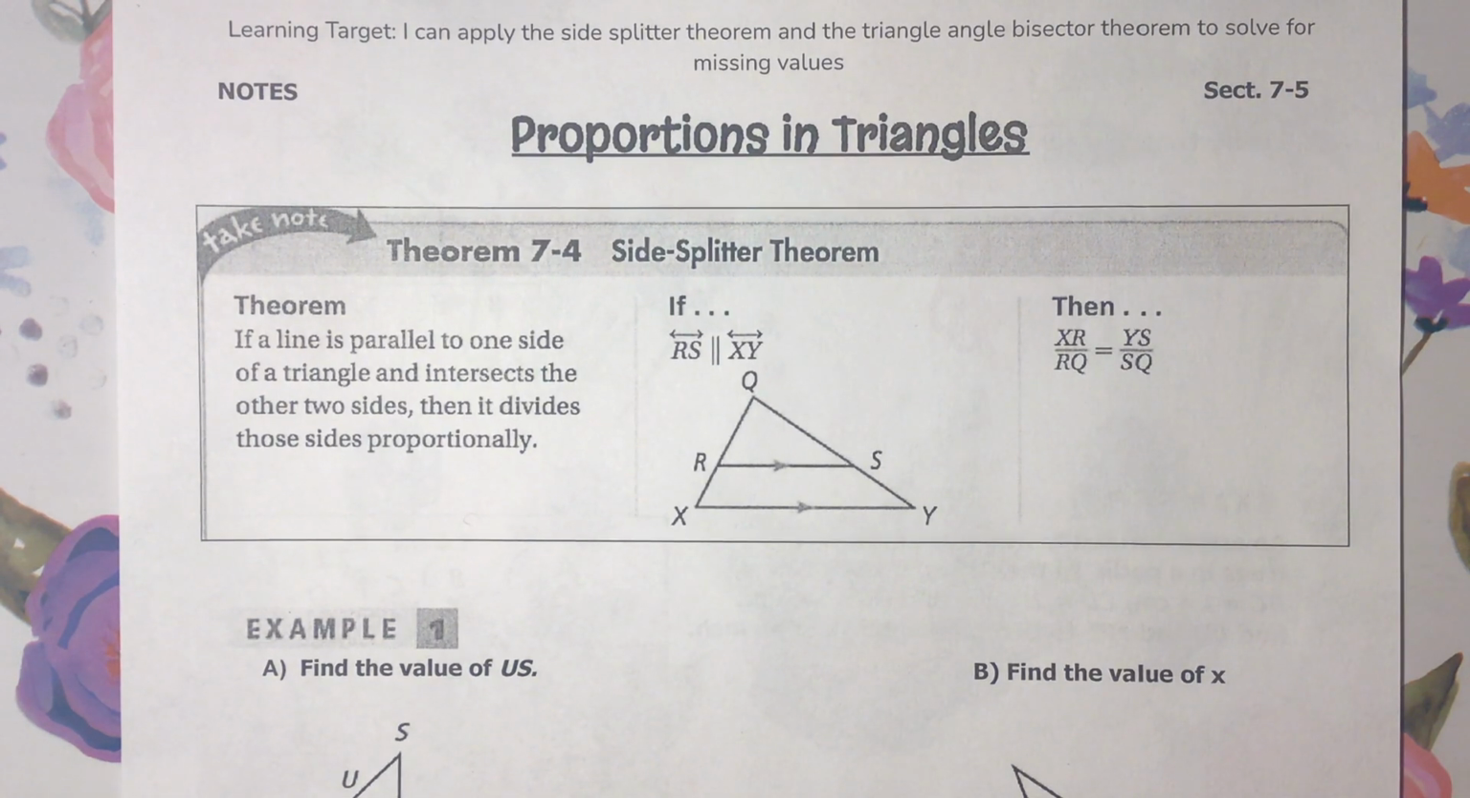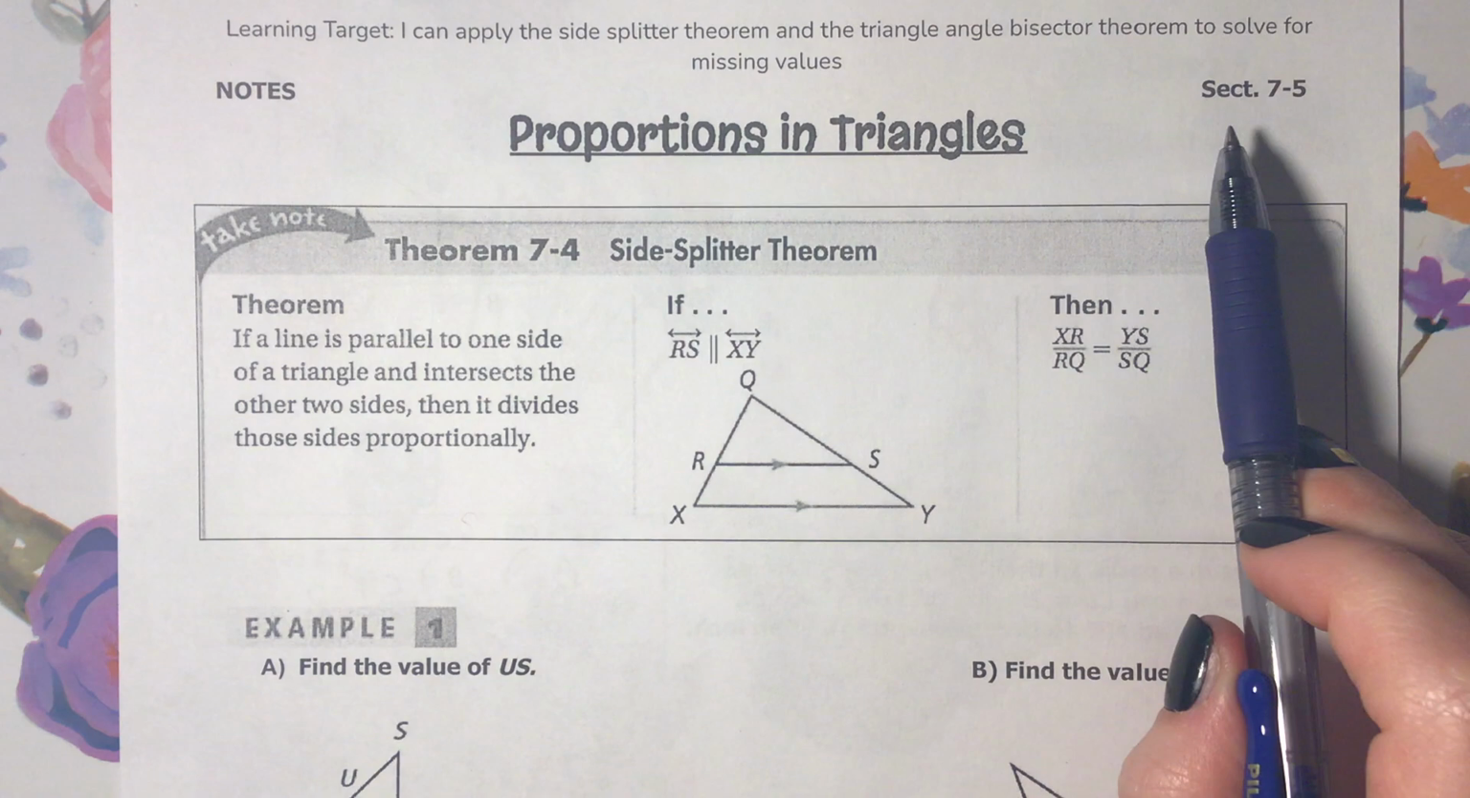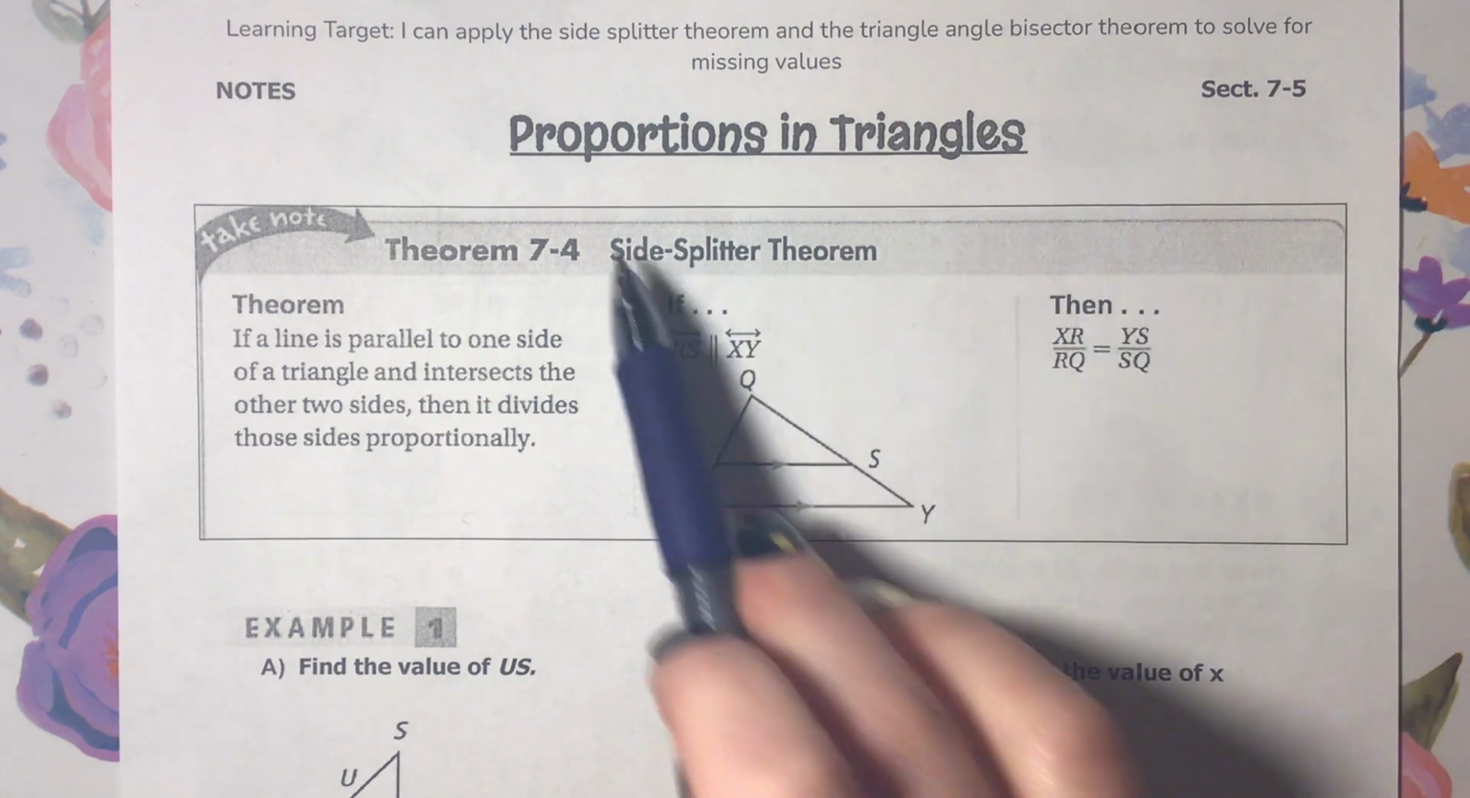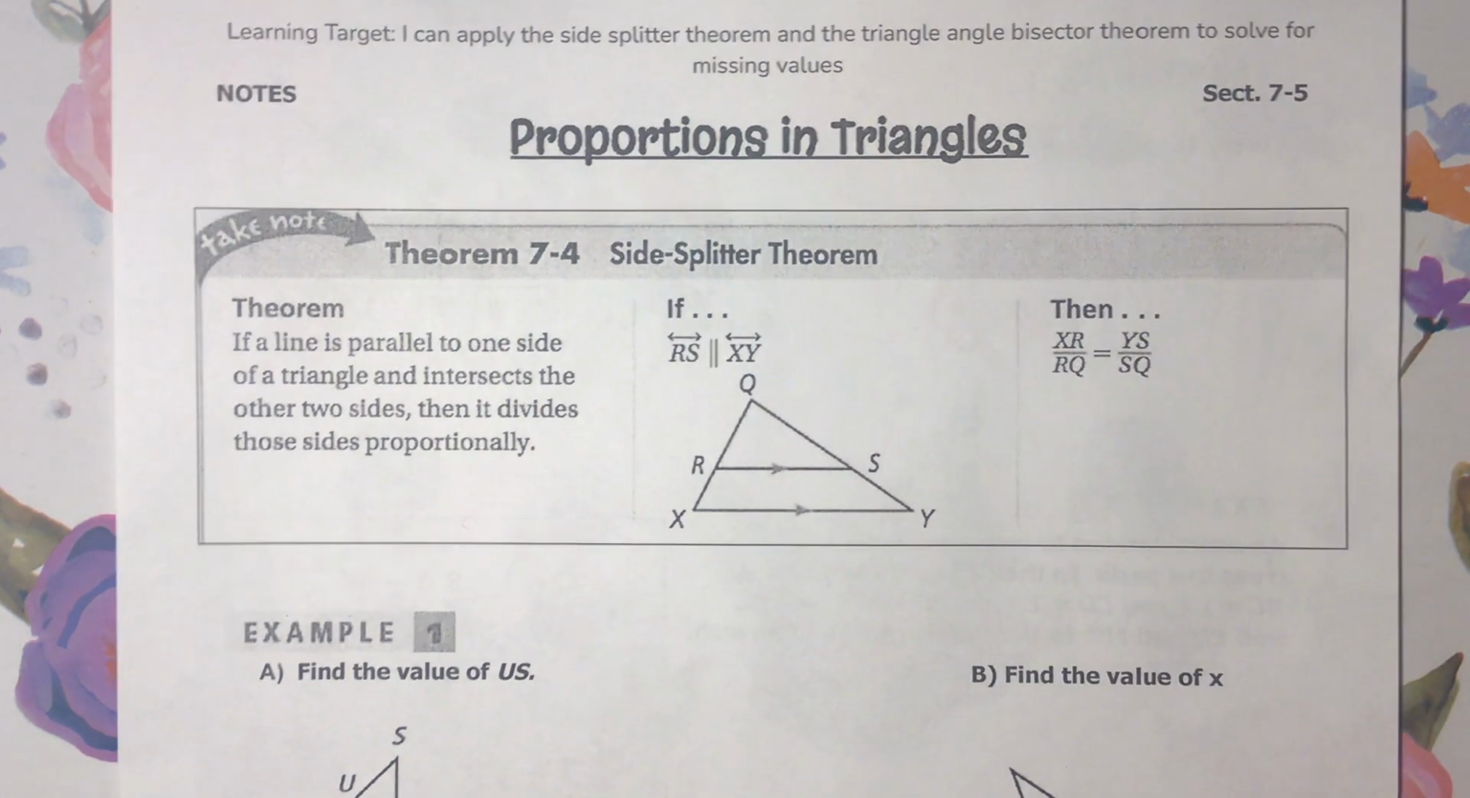Good afternoon, geometry students. We are in our last section of chapter 7. It's 7-5, and it's talking about proportions in triangles.